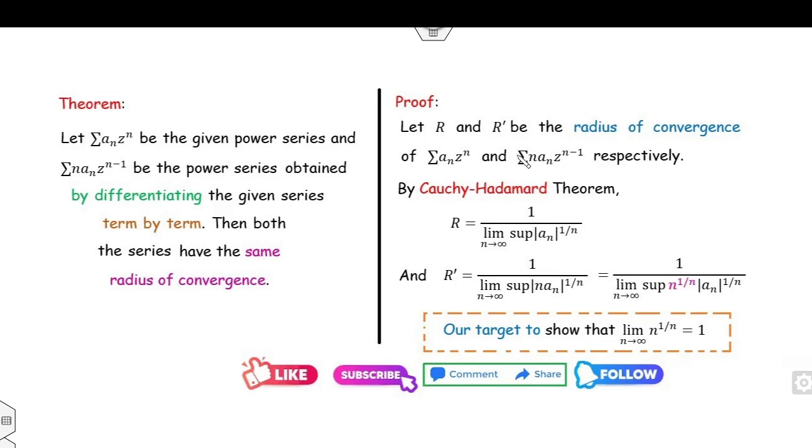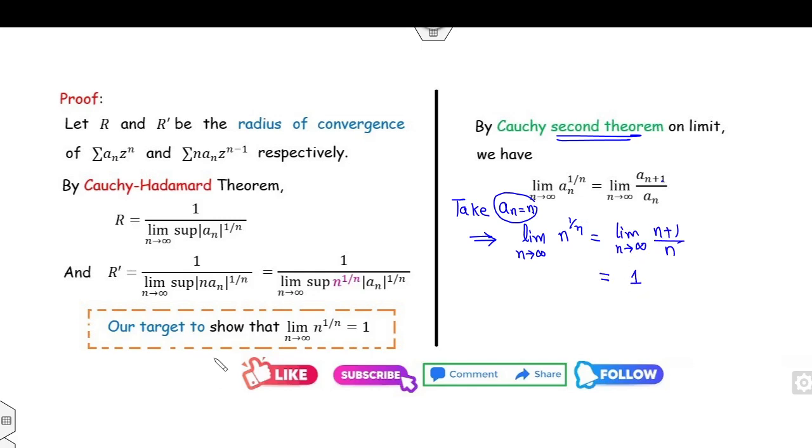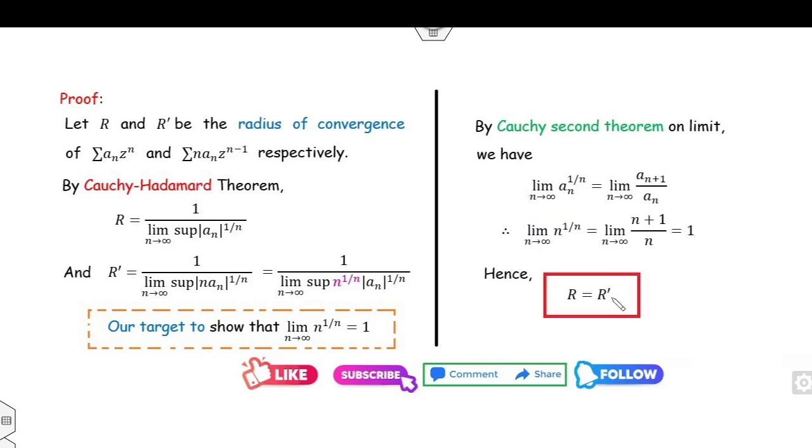And how can you prove that? Very simple. I can use Cauchy's second theorem on the limit. So if I choose the limit, I can take a_n as n. So this value will be the limit of a_{n+1} over a_n, which is n plus 1 over n as n approaches infinity. So this value will be my 1. And once this number is 1, we can say R is equal to R dash from equation numbers 1 and 2.